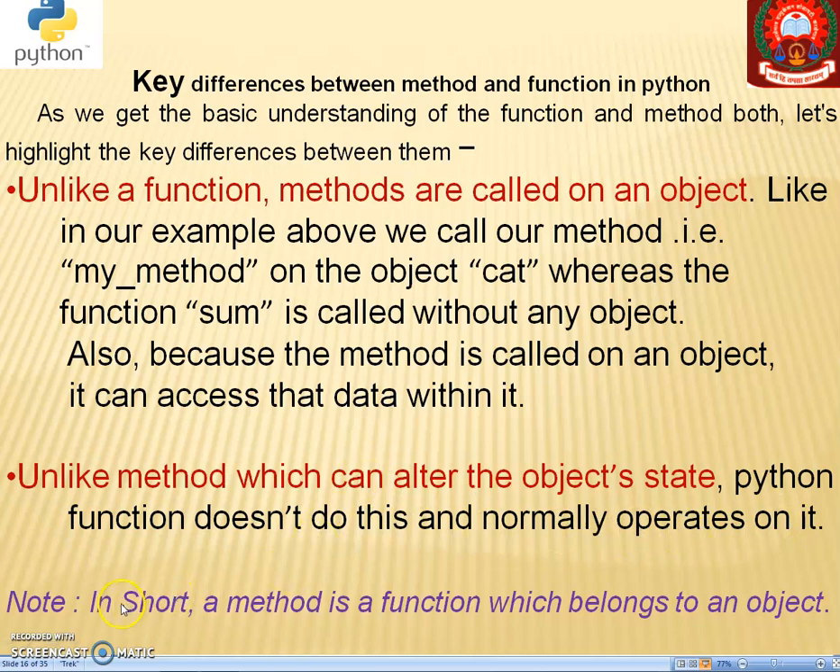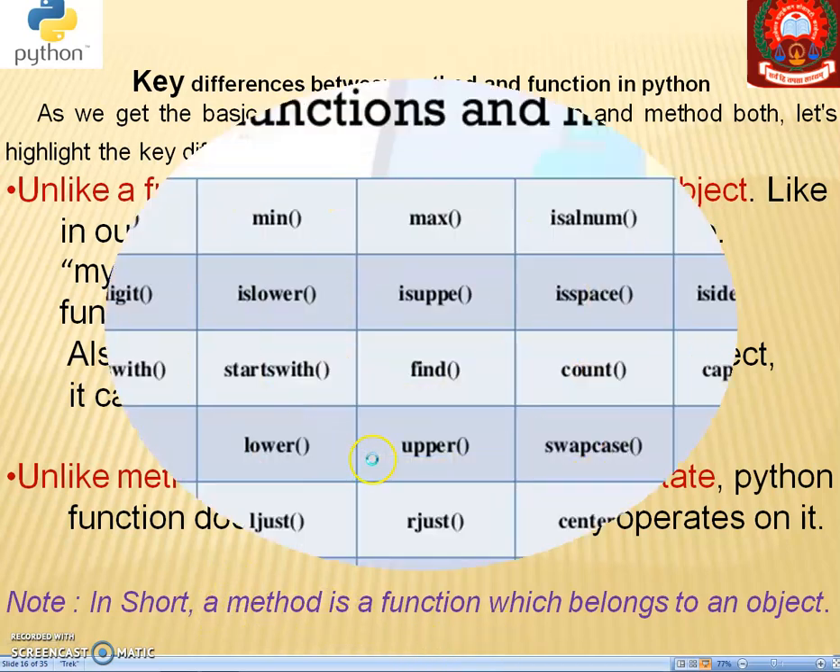So in short, this note is very important. A method is a function which belongs to an object. We have to remember this as far as fill in the blanks are concerned. In short, for methods in Python, they may ask a fill in the blanks: a method is a function which belongs to an object.